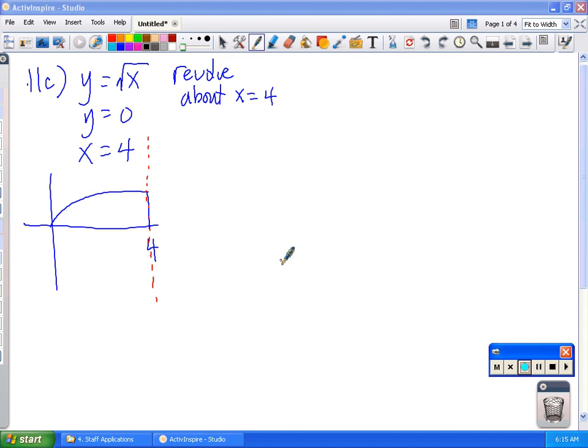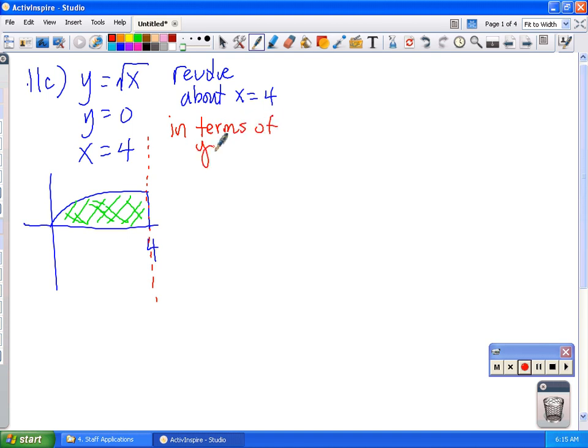And I've already sketched the region that we are revolving. Just in case you're in doubt, the region that we're revolving is this region right here that I've highlighted with the green. Now we're revolving that region about the line x equal to 4, which is a vertical axis. So since this is a vertical axis, it's parallel to the y-axis, we will be in terms of y. Remember, when you revolve about an axis parallel to the y-axis, you are in terms of y.